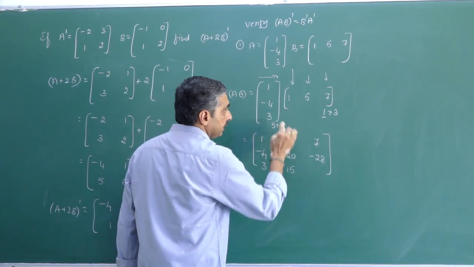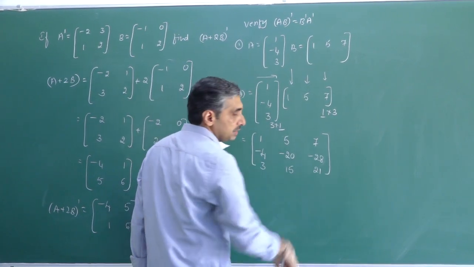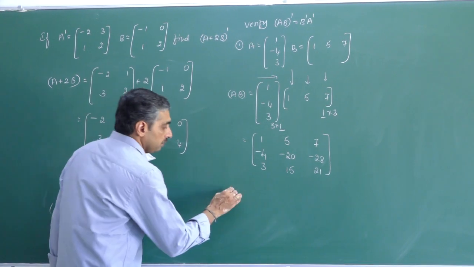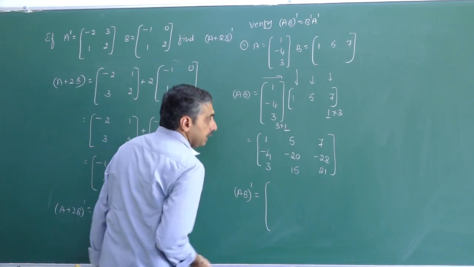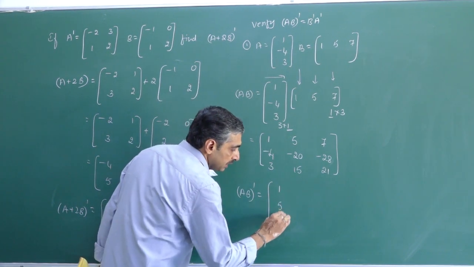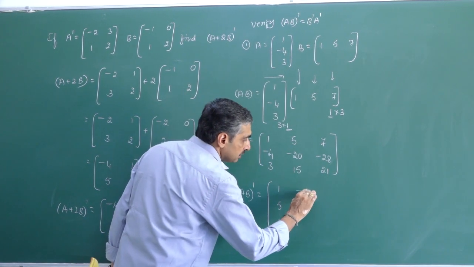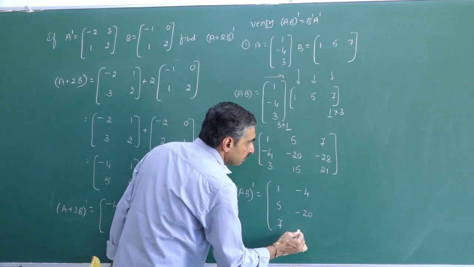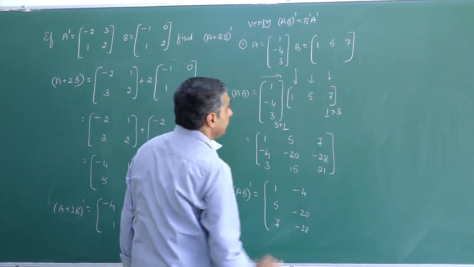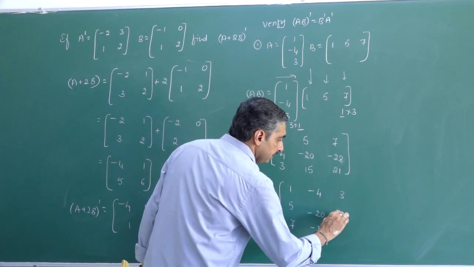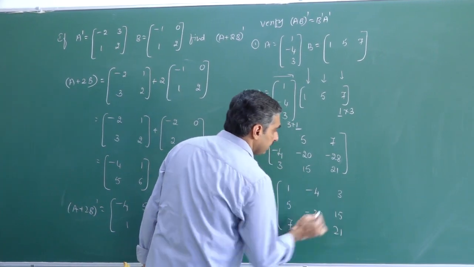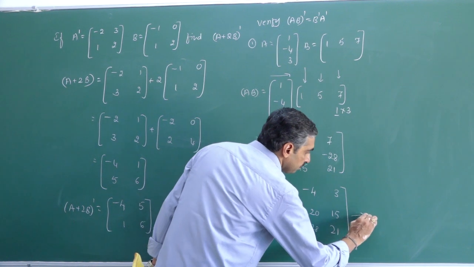5 3s are 15. 7 3s are 21. So now here I am taking the transpose of this matrix. (AB)' is 1, 5, 7, minus 4, minus 20, minus 28. Next one, 3, 15, 21. See, this is (AB)'.